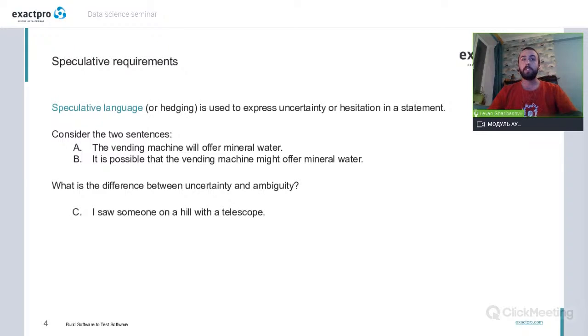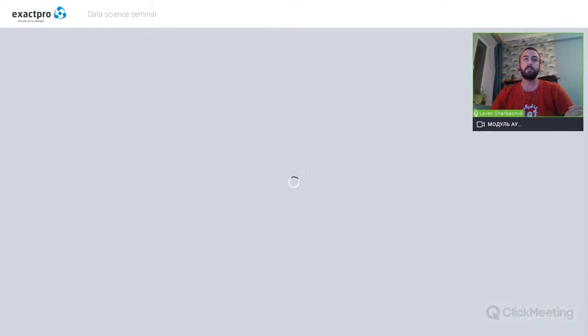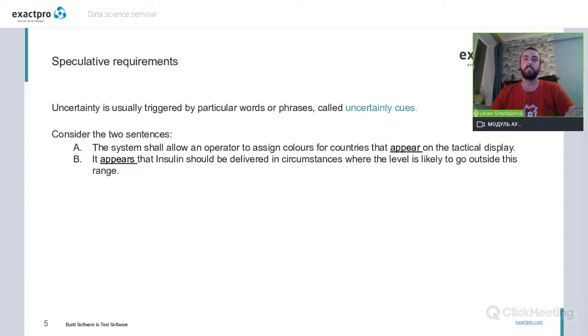Now, if we again look at the difference, let me get the pointer. So we have these words, might and possible, and these are the words that convey uncertainty in the statement. And we call them uncertainty cues. So these are words that trigger uncertainty in the sentence, and they can help us identify sentences that are uncertain.